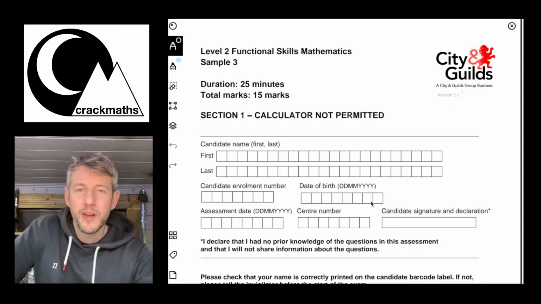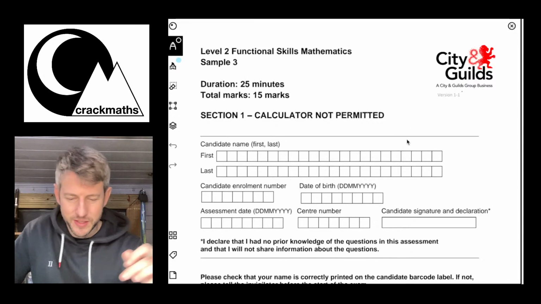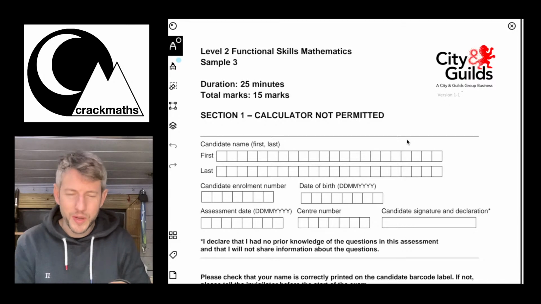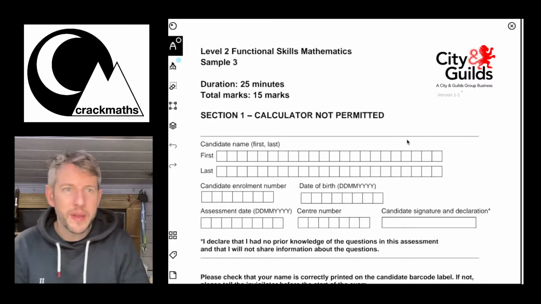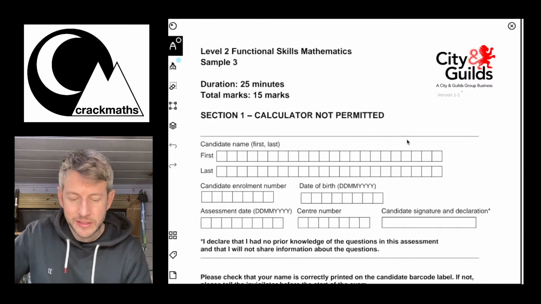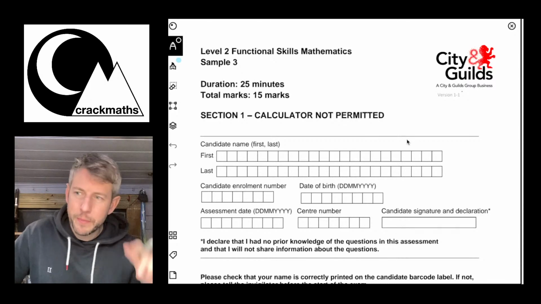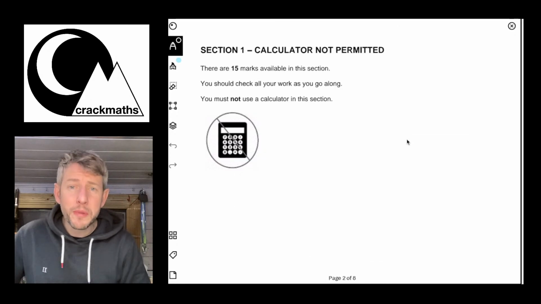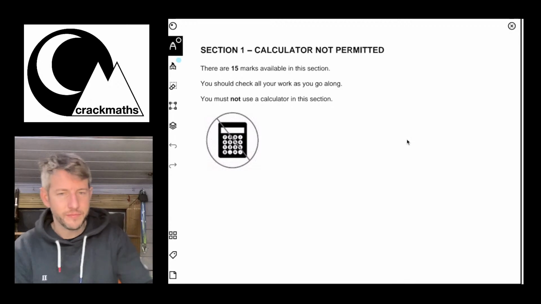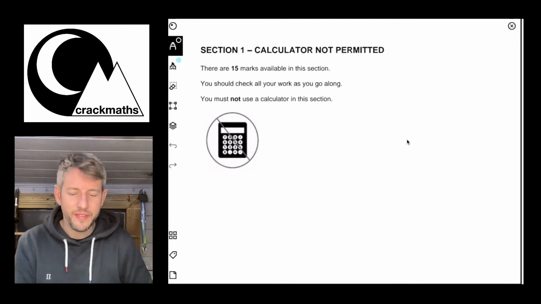Okay, let's begin. We've got the first page here, 25 minutes for this first section, so I'm going to keep an eye on the time and hopefully we'll get that done within 25 minutes. Remember, the first section is non-calculator.